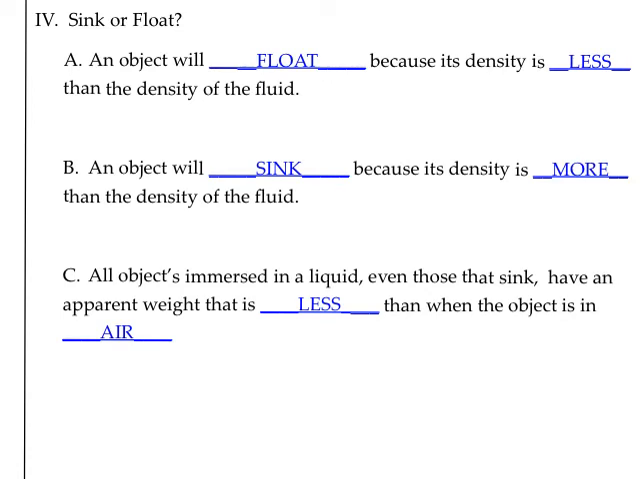Now, to look at whether an object will sink or float, an object will float if its density is less than the density of the fluid that it's submerged in, and it'll sink if its density is more than the density of that fluid. And all objects immersed in a liquid, even the ones that sink, have an apparent weight that's less than when the object is in air. So I don't know if you've ever tried to pick up somebody while you're in a swimming pool. They feel a lot lighter than they would in air on the side of the pool. That's what this is talking about.